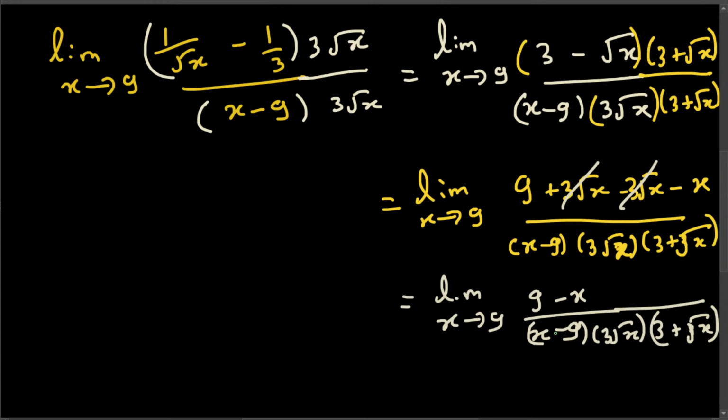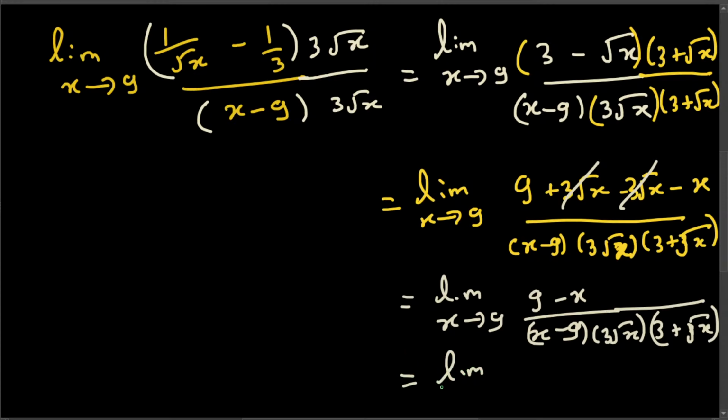Now here you can see we have x minus 9 here, but in the numerator we have 9 minus x. Here we have minus 9, here plus 9. Here we have minus x, here we have plus x. So if we change the sign, we can bring it to this format. If I take the minus 1 common, I can write it as minus 1 times x minus 9. So let's do that one.